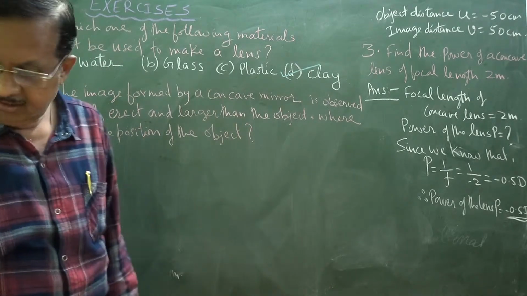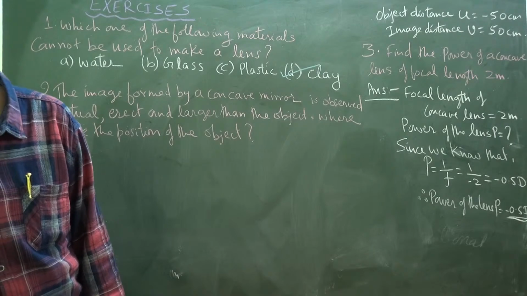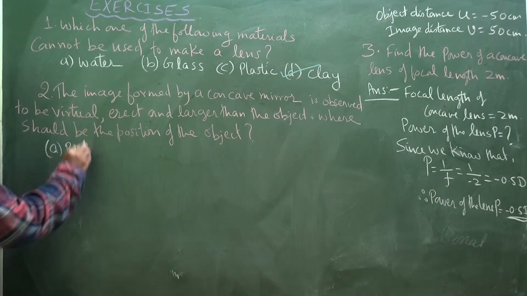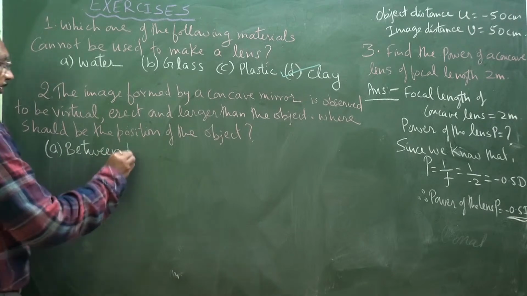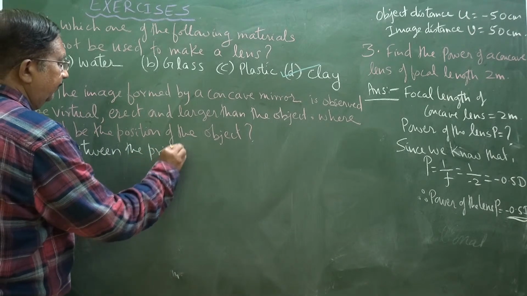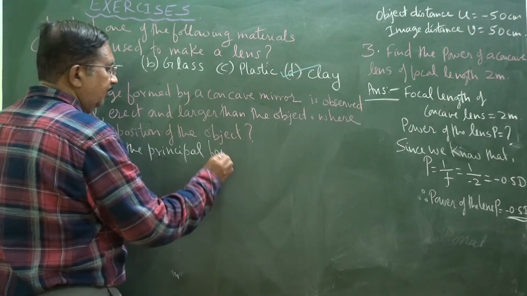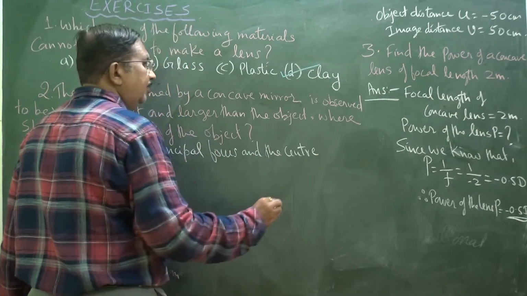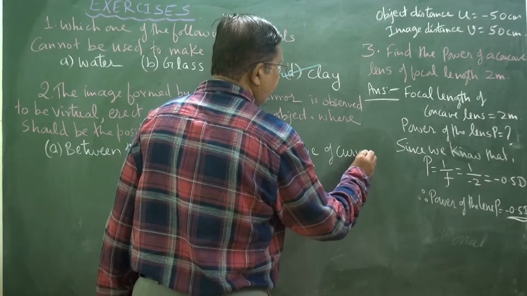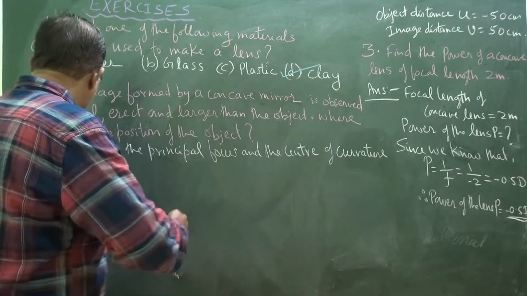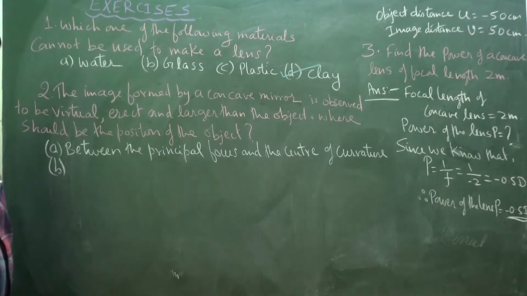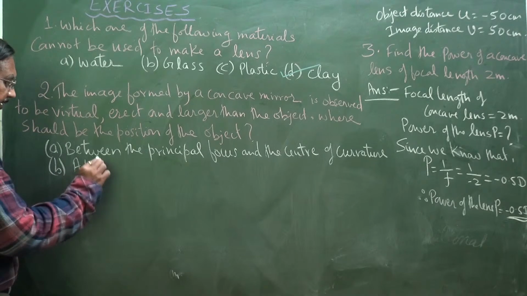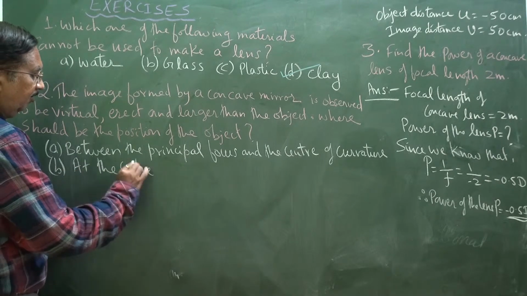So write down the options, children. A option: between the principal focus and the center of curvature. B option: at the center of curvature.